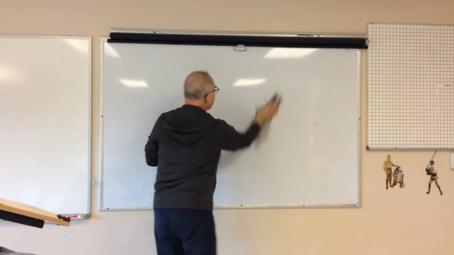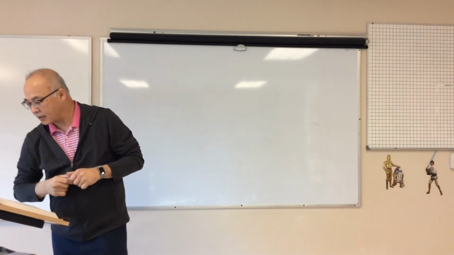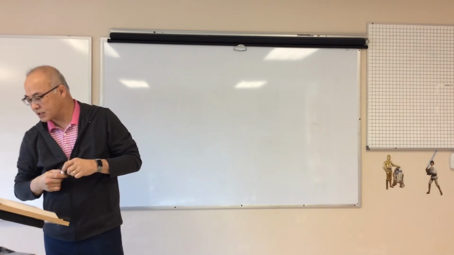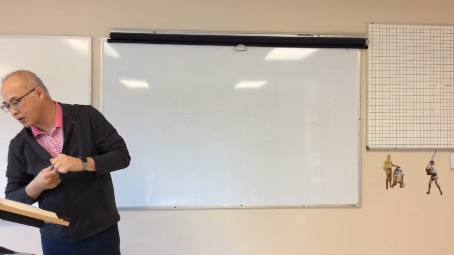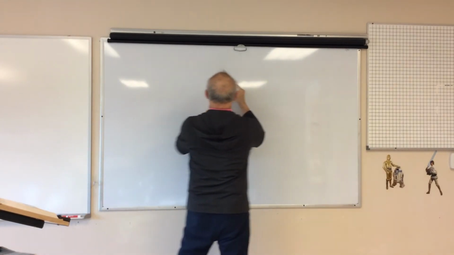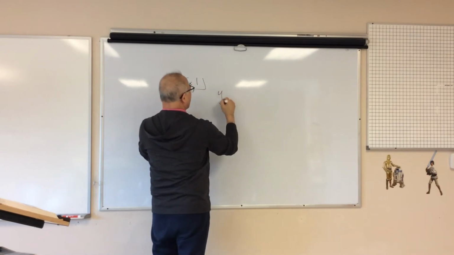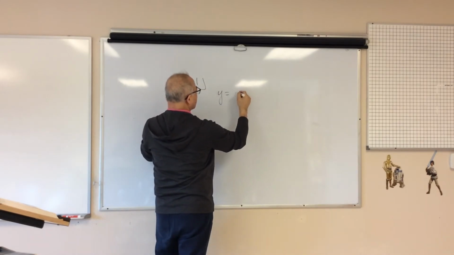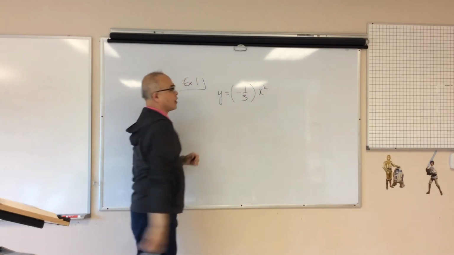Example 1 says, finding the focus, directrix, and focal width. Find the focus, directrix, and the focal width of the parabola y is equal to negative 1/3 x squared. So, example 1, y is equal to negative 1/3 x squared.